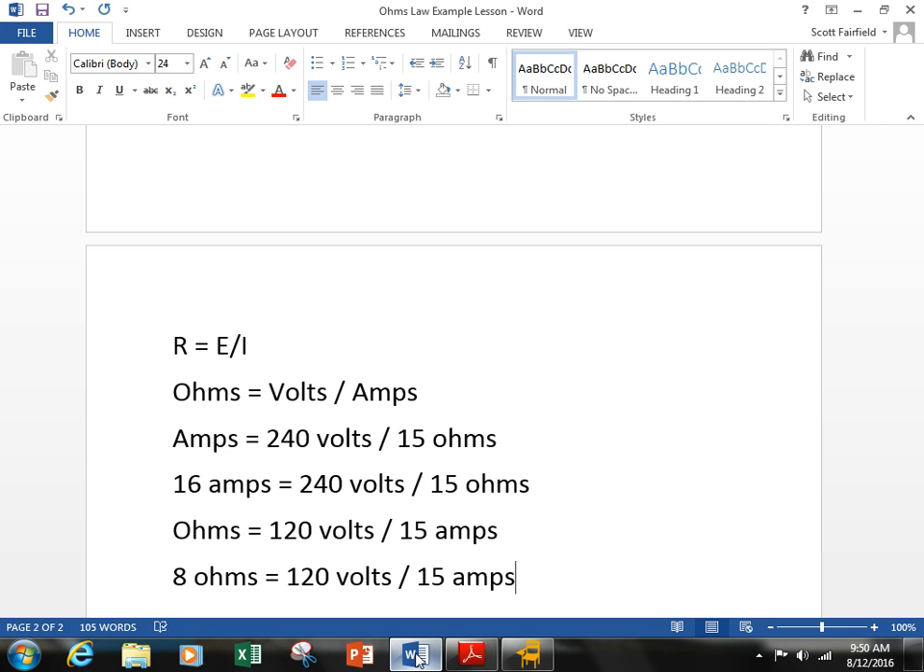So that shows the mathematical relationship for Ohm's law. At this point, we're going to give you some practice problems and have you calculate some different voltage, amperage, and ohms resistance for different circuits.